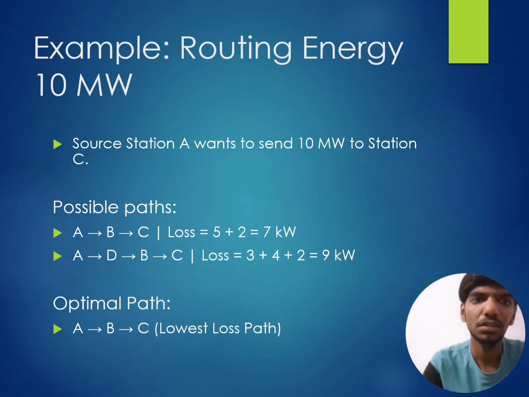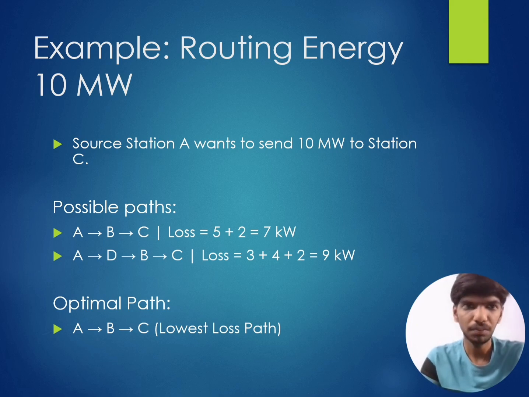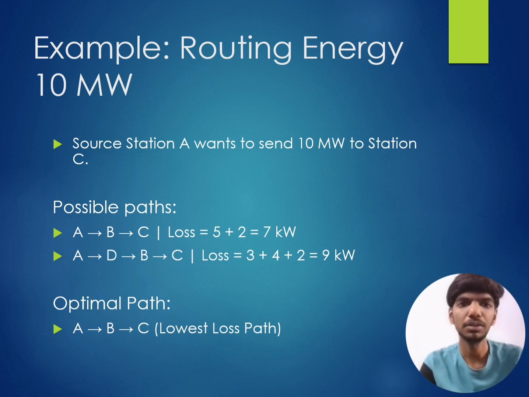Thank you, Divya Prakash. Let's imagine a source station A needs to send 10 megawatts of power to a station C. Looking at our graph, we can send it along a couple of possible paths. First, the most direct path from A to B and then from B to C. If we add those losses, 5 kilowatts on the first line and 2 kilowatts on the second line, the total loss for the path is 7 kilowatts.